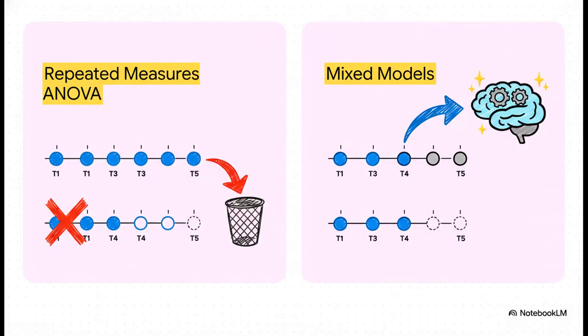This is where mixed models really shine. They are just so much more flexible because, and this is the most important part, they can handle those missing data points. They use all the information a patient gives you. They can also handle measurements that are unevenly spaced and much more complex data structures, like, say, students who are inside different classrooms or patients who are in different hospitals.